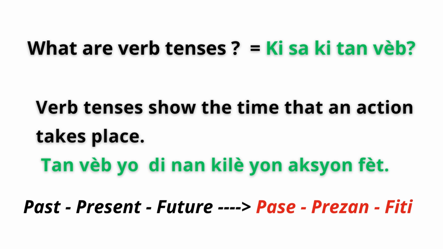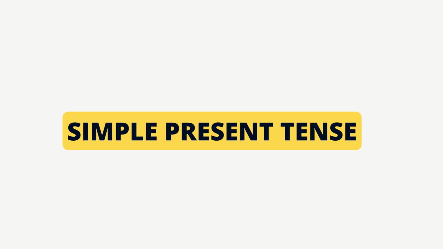Verb tenses show the time that an action takes place. An action can take place in the past, present, future. So now guys, let's focus on the simple present tense.